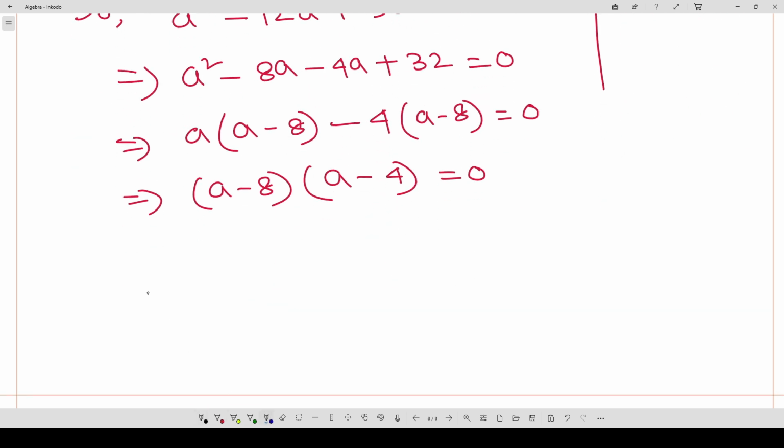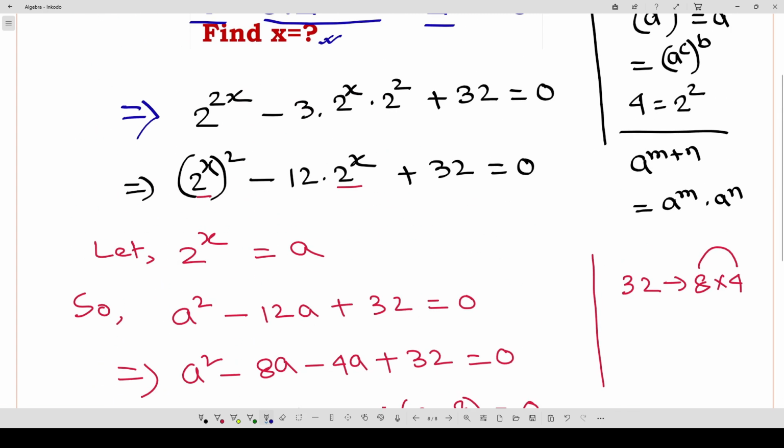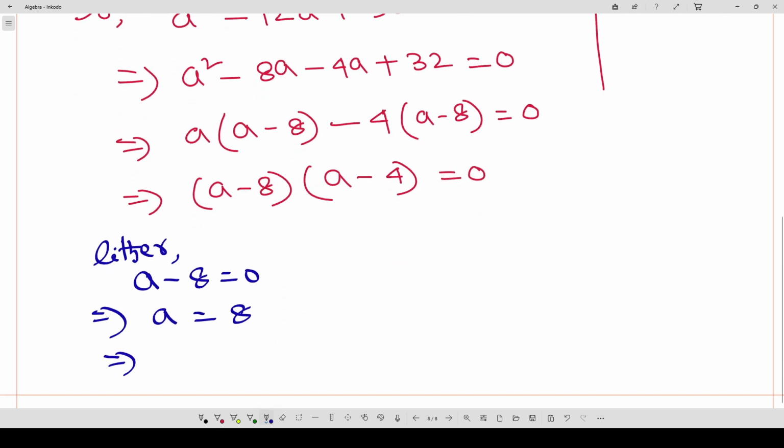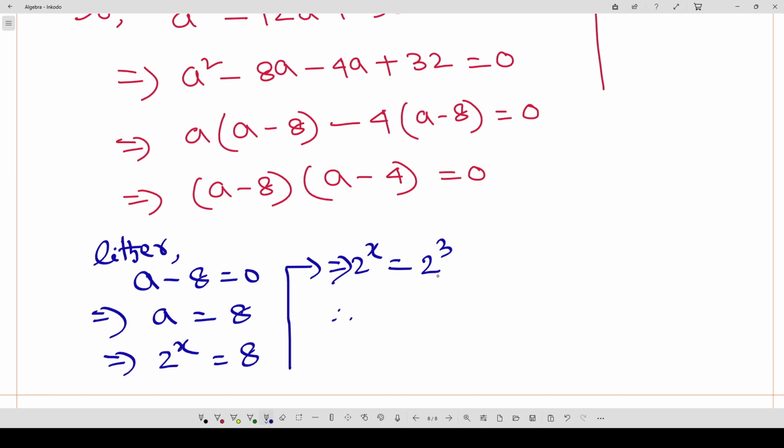Now we can write either a minus 8 equals 0, it means we can add 8 to both sides, so a equals 8. We already took a equals 2 to the power x, right? So again for a we can write 2 to the power x, here is 8. Now 2 to the power x equals 8 means 2 to the power 3. So we know once bases are the same, powers will be equal, it means x equals 3.